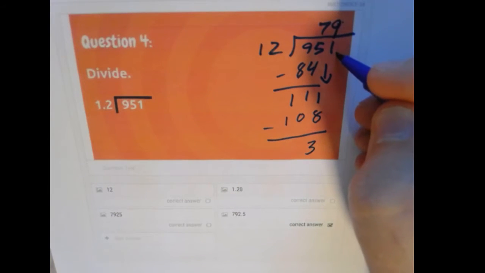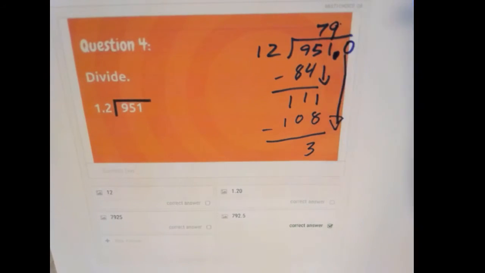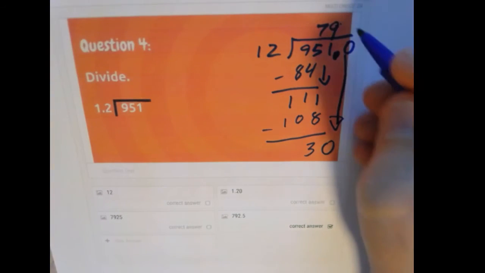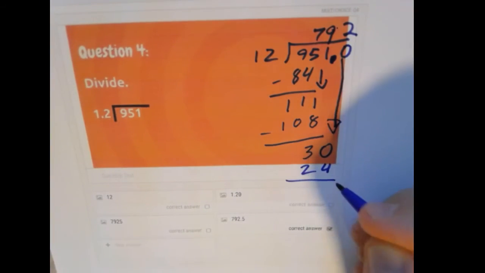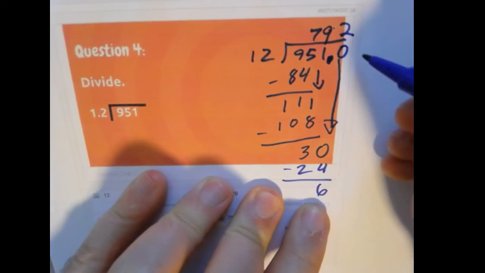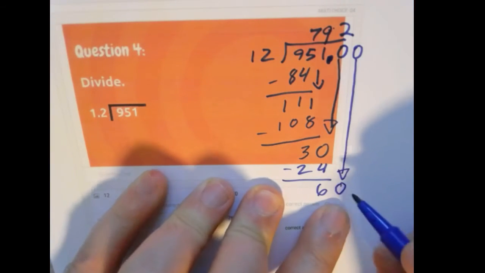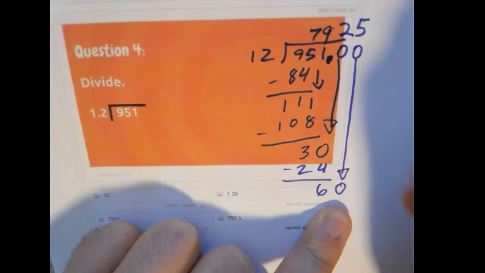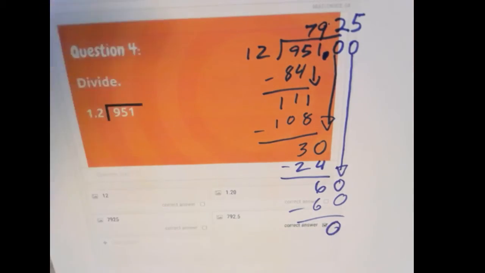Okay, does 12 fit into 3? Nope, so we have to make a 0. So let's do a decimal and make a 0. Drop that 0 down. How many times does 12 fit into 30? Well, it would fit in 2 times. 2 times 12 is 24. The difference here is 6. Now 12 does not fit into 6, so we need to make another 0 off to the right. Get some help on that. Does 12 fit into 60? It would fit in 5 times. 5 times 12 is 60. Find the difference. And we finally got down to 0.